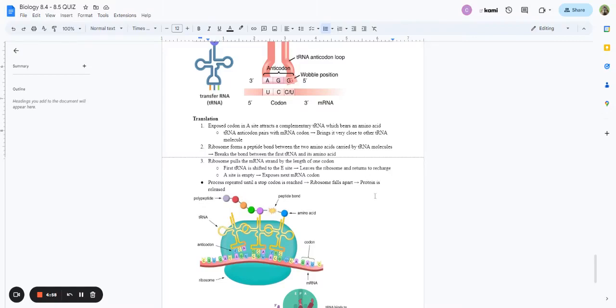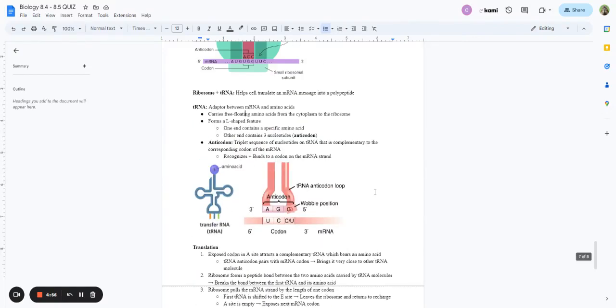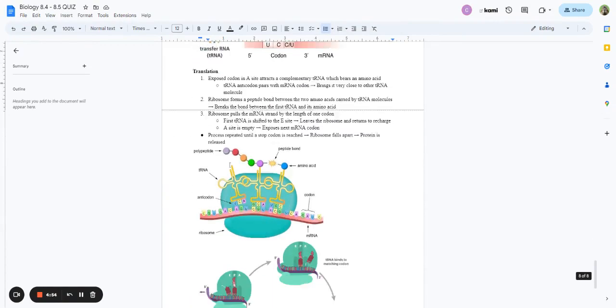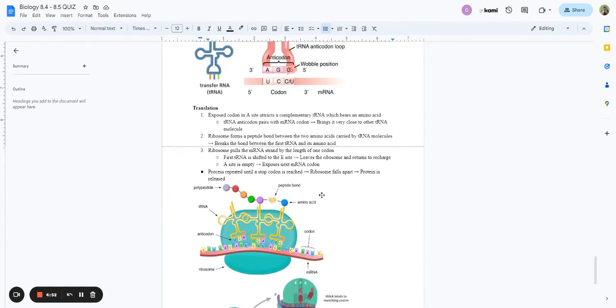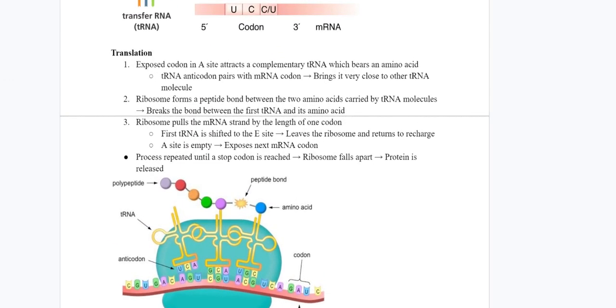Okay, now that we learned about codons and anticodons and tRNA and ribosomes and all of that stuff, we can now finally move on to the last stage, translation. So there are three stages, but there are no names like that for transcription.